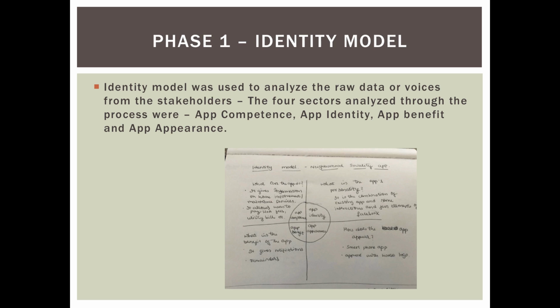Identity model was used to analyze the raw data or voices from the stakeholders. The 4 sectors analyzed through the process were app competency, app identity, app benefit, and app appearance.